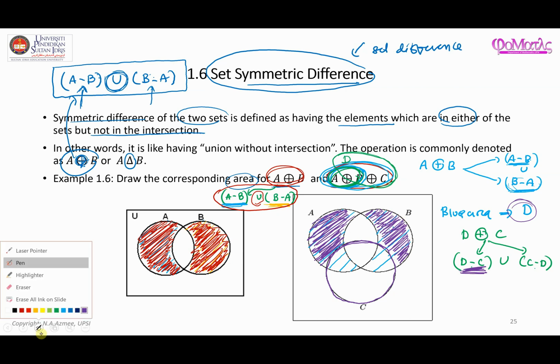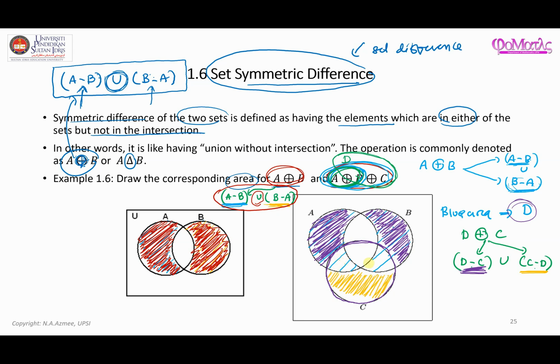So now let's move on to the next area, which is this one. So now I want to find the area, the elements of set C, and it doesn't contain D in it. Okay, so I'm going to find the area which has elements of C only but not D. So this is the area where you have only elements of set C.